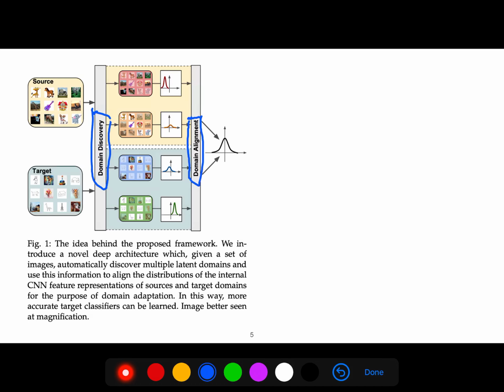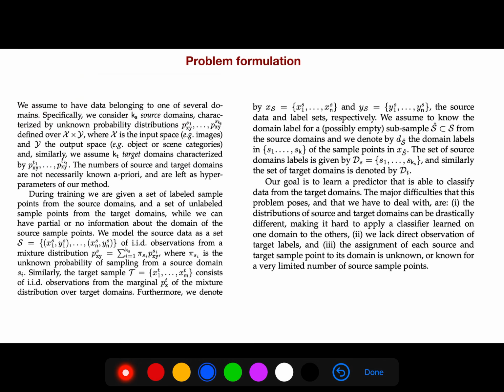So we introduce a novel deep architecture that, given a set of images, automatically discovers multiple latent domains and uses this information to align the distributions of the internal CNN feature representations of source and target domains for the purpose of domain adaptation. In this way, more accurate target classifiers can be learned. So our goal is to learn a predictor that is able to classify data from the target domain.